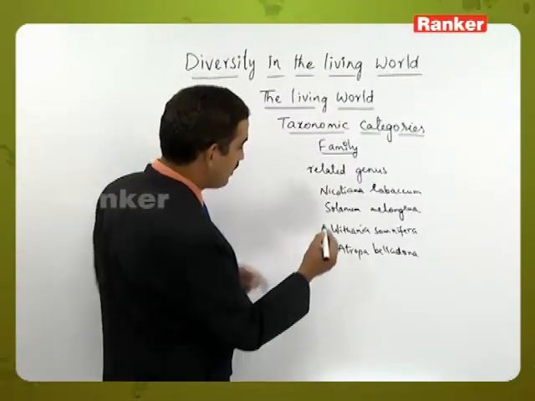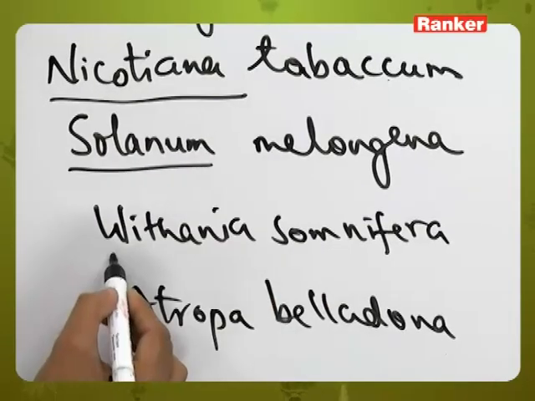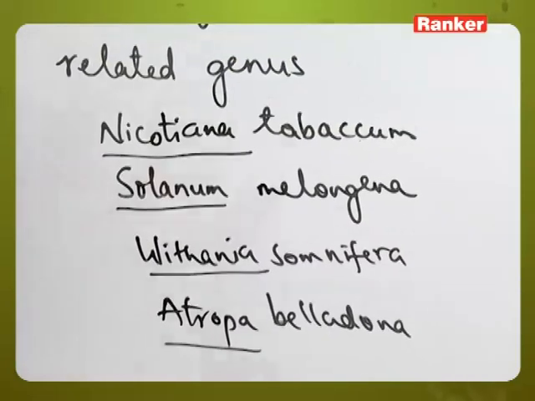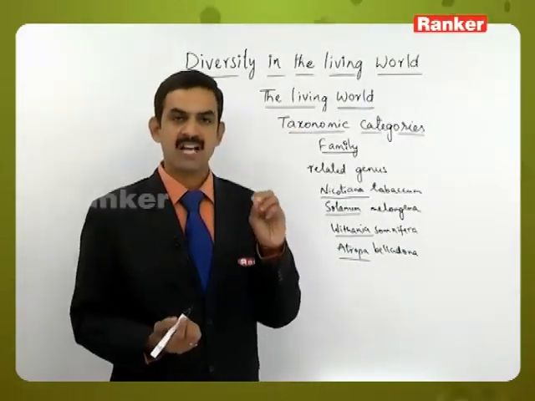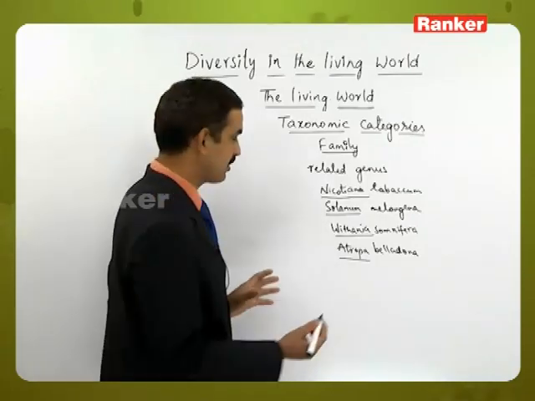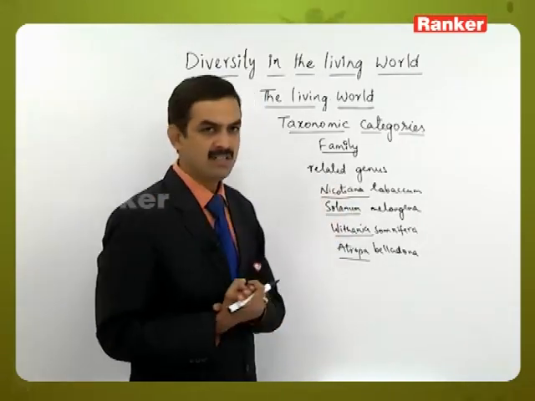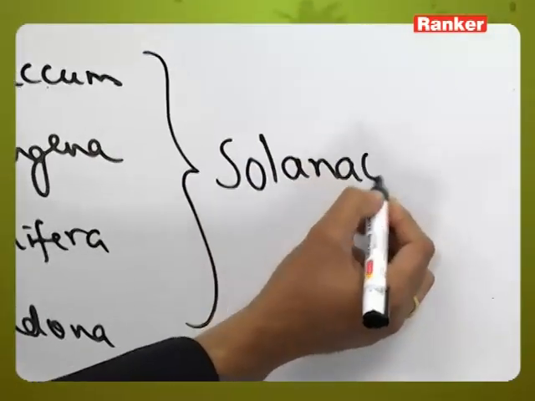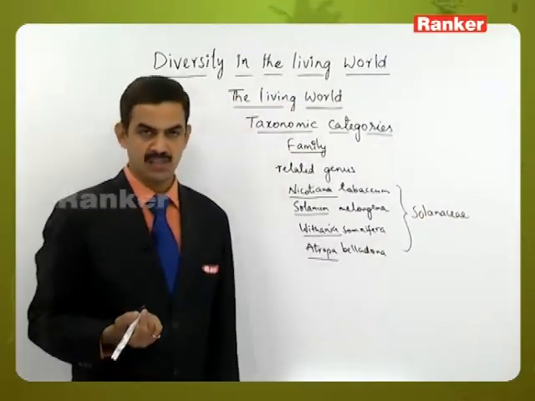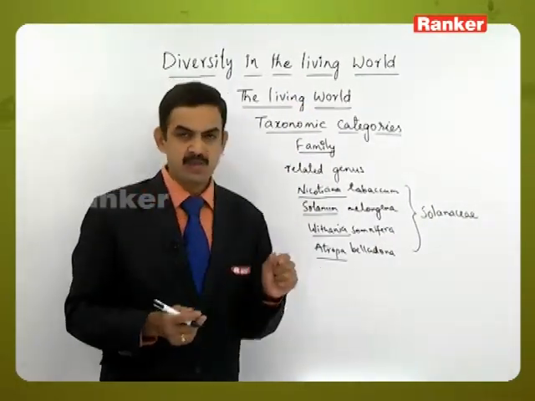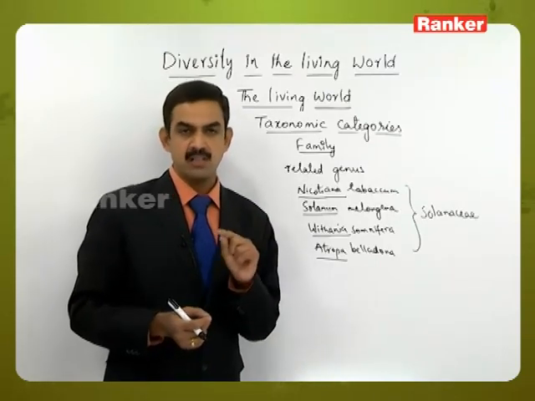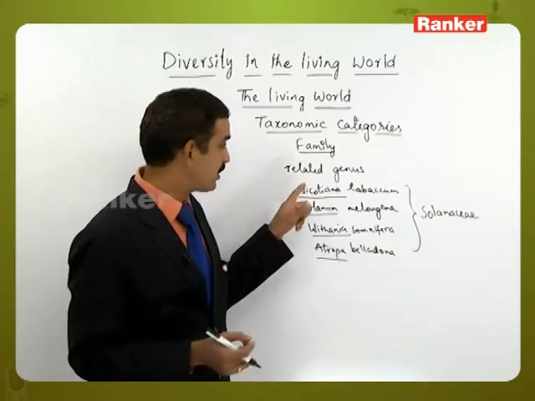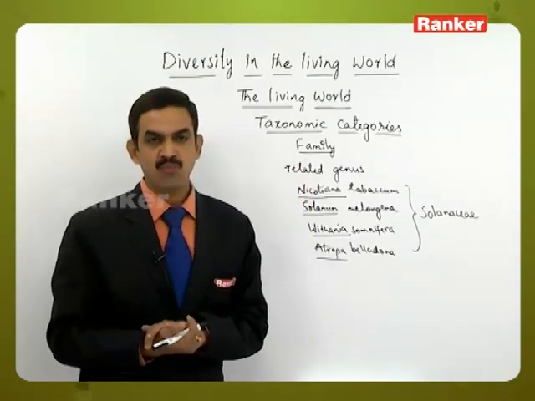So different genus: Nicotiana is one genus, Solanum is one genus, Withania is one genus, and Atropa is one genus. Despite being different genera, all of them have been kept under one family. Why? Because they show at least a few similarities. That is the reason why they have been kept under one family. The name of that family is Solanaceae. And when we compare the similarities between the genera and within the genus, definitely more similarities are present within the genus when compared to the different genera present in one family.